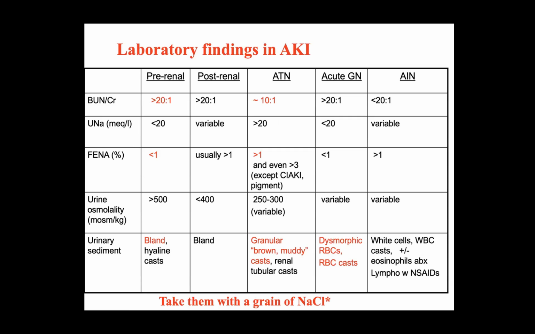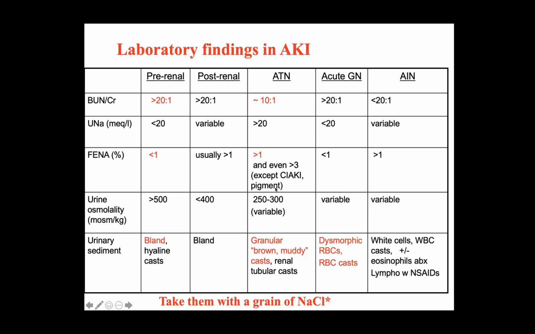So in your pre-renal, you'll see a high BUN creatinine ratio, and we discussed why earlier. Urine sodium is less than 20, your FeNa is less than 1, you have a very high urine osmolality because of elevated ADH, and your urine is bland, there's minimal protein, there are no casts. In the post-renal, again, you have high BUN to creatinine, urine sodium is variable, FeNa is more than 1, and urine osmolality is low, especially if you put in a Foley and there's obstruction, then urine osmolality is really low because, like I said, you're putting out half normal saline.